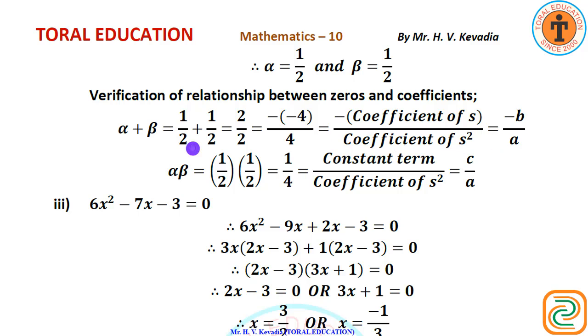upon a. Similarly, alpha into beta, 1 upon 2 into 1 upon 2, that is 1 upon 4. In the equation, the constant term is 1 and the coefficient of s square is 4. So constant term upon coefficient of s square, that is c upon a.